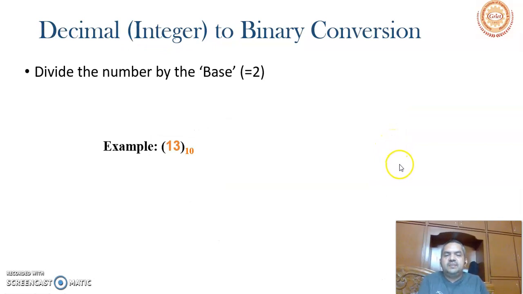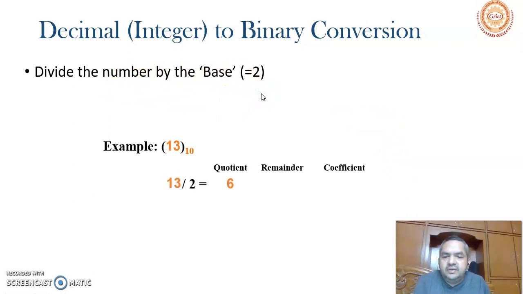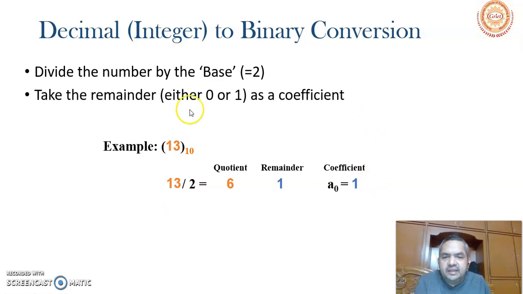If you take decimal to binary conversion, first take the decimal number and divide by the number base 2, like a successive division method. This is called the successive division method. If my number is 13 decimal, how do I convert it to binary? First divide by 2, because the base of binary is 2. 13 by 2: the quotient is 6, the remainder is 1. So the coefficient will be 1 here. Take the remainder as the coefficient.